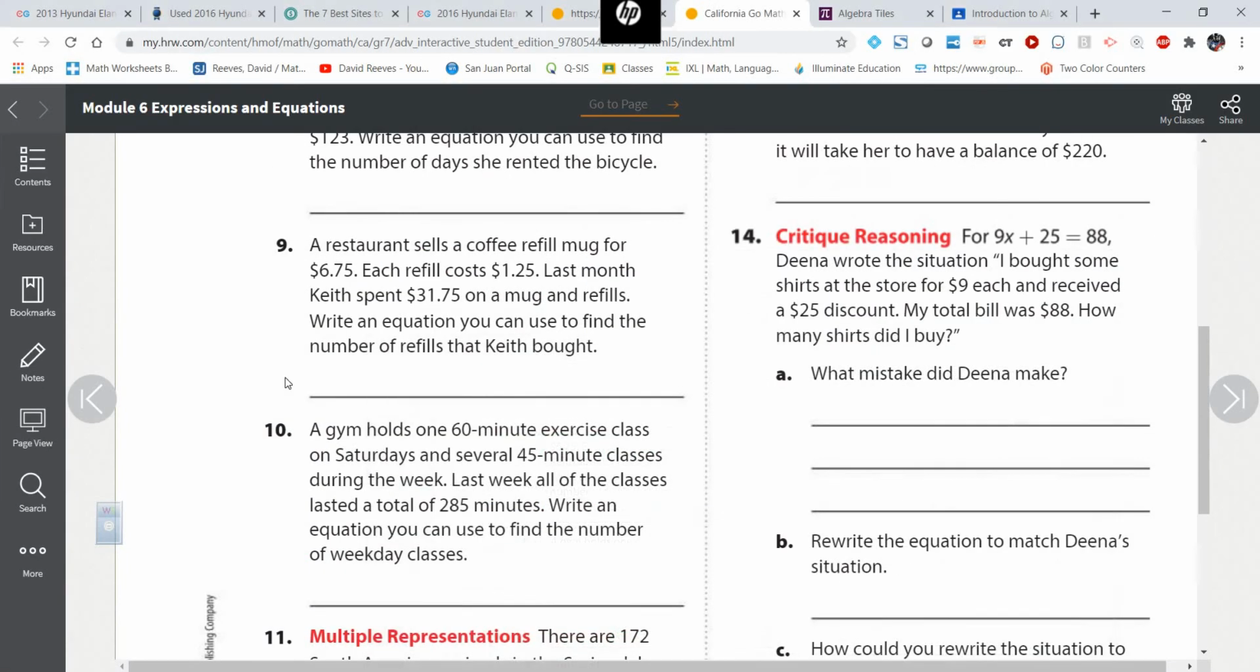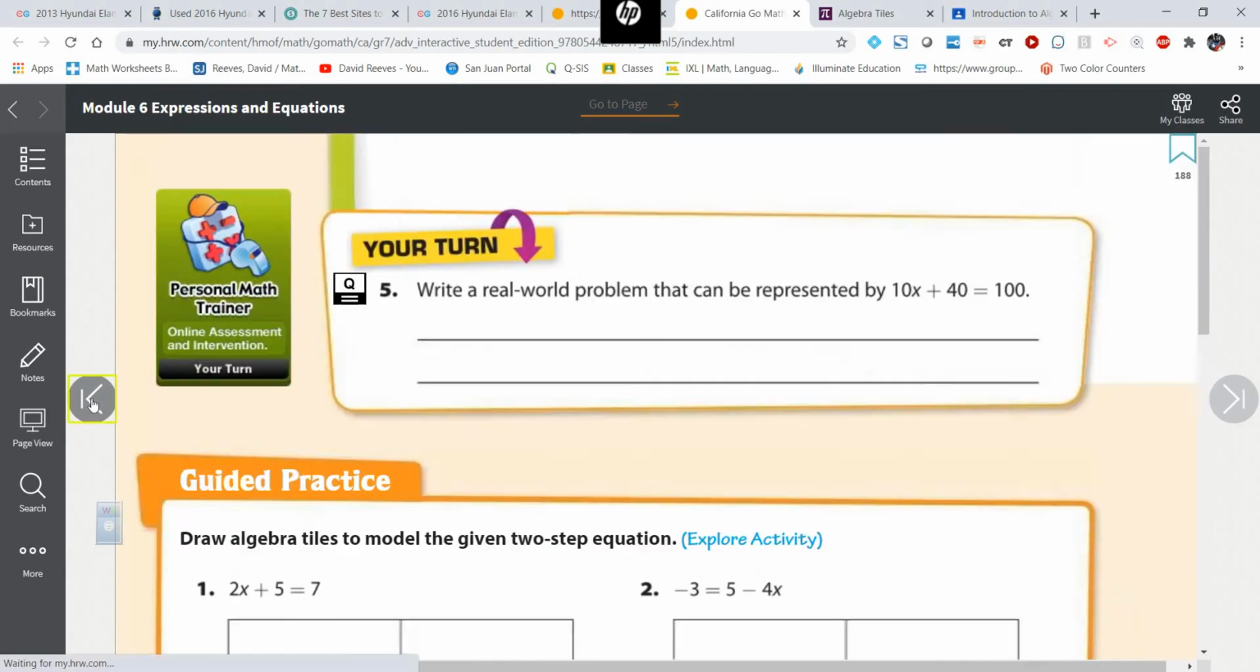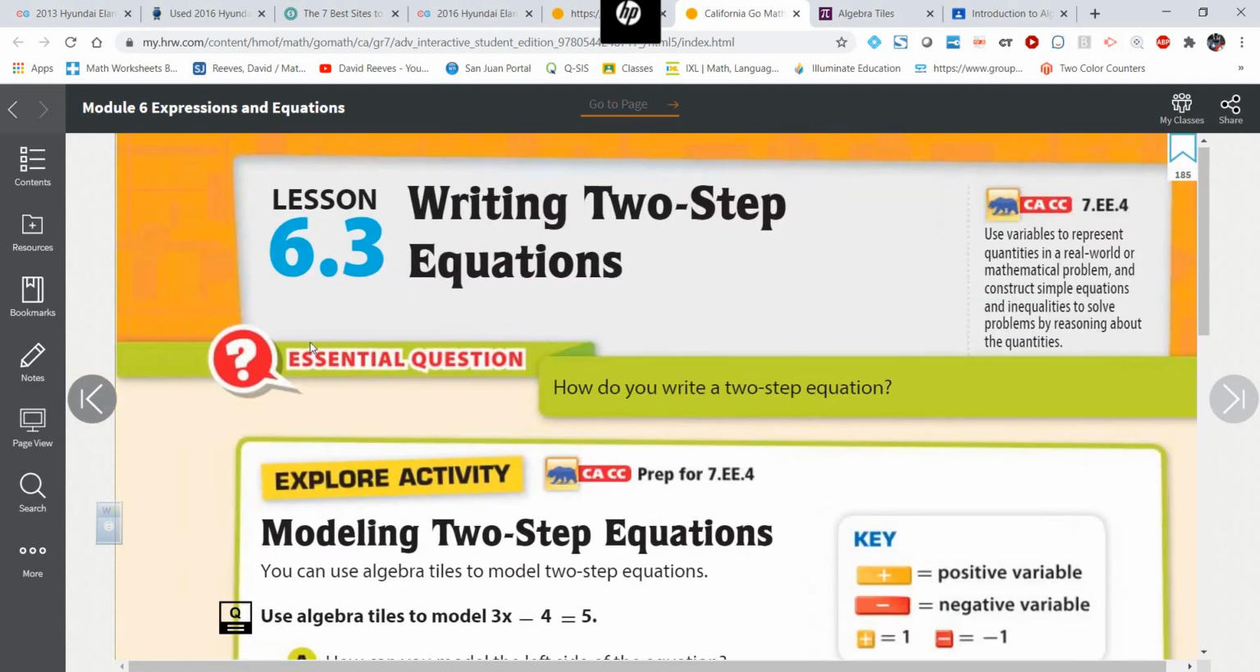All right, so that's it for this video. Again, the section I was working on was writing two-step equations, but of course we've talked about solving two-step equations already. Honestly, the writing part is the more difficult part, which is why we saved it for second.